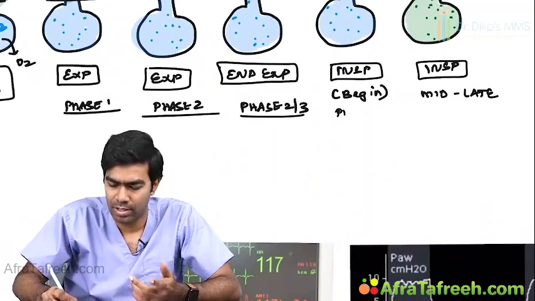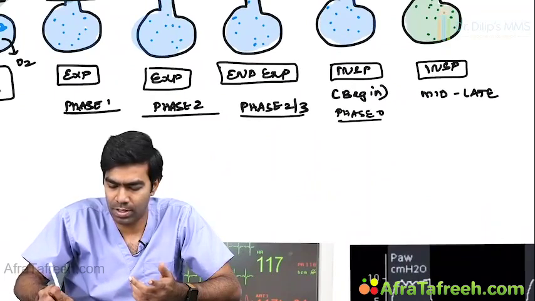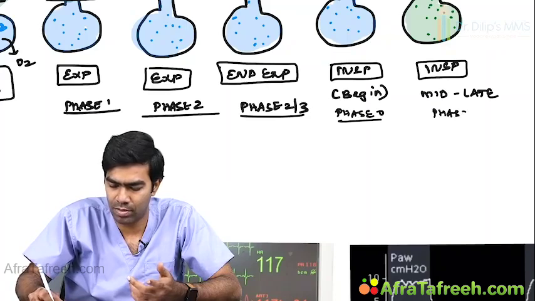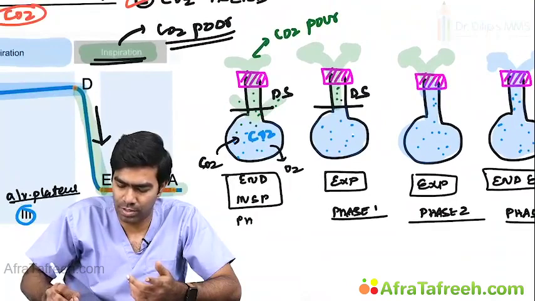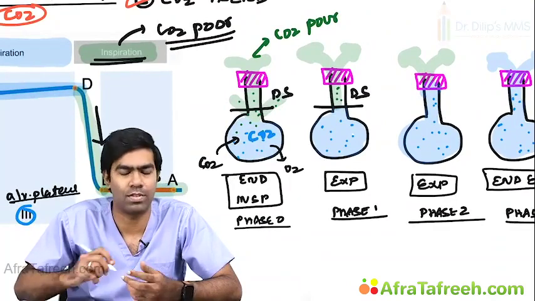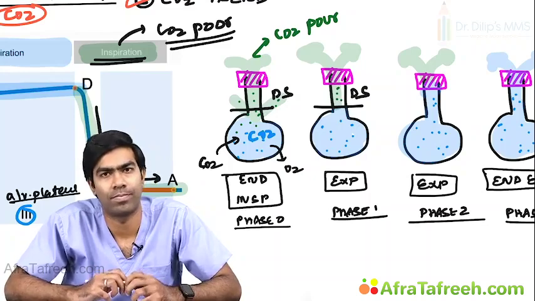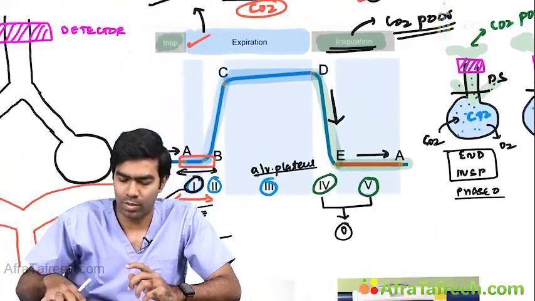So these are nothing but phase 0. I can write that whatever may be the phase of inspiration, it's always phase 0, or I can write it as phase 4 and phase 5 also. This is also phase 0. Whatever the phase of inspiration, I don't have any problem. Clear? So this is how the graph is formed.